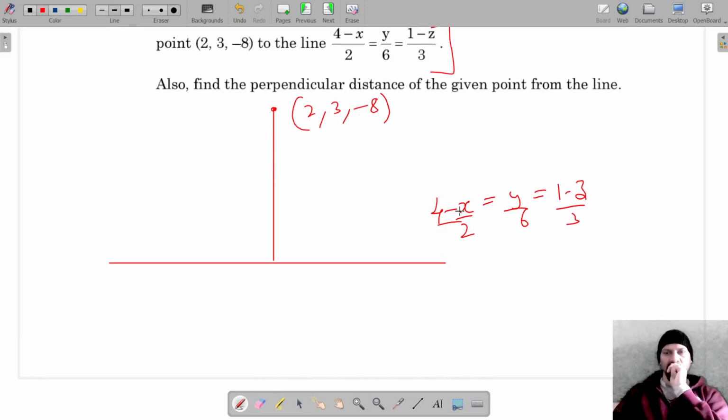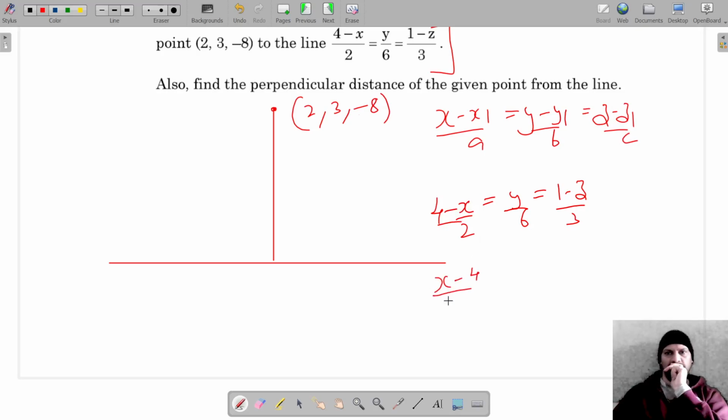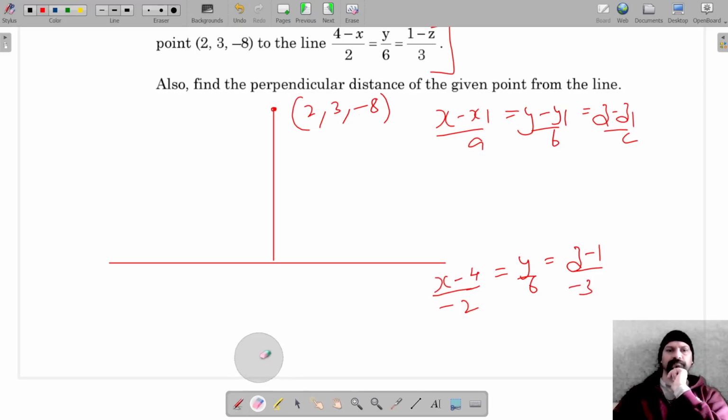Let's get this in the standard form, because the standard equation of the line in Cartesian form is x minus x1 by a is equal to y minus y1 by b is equal to z minus z1 by c. So if we take the negative out here, this is x minus 4 by -2, equal to y by 6, equal to z minus 1 by -3. So now this is the standard equation of the line.